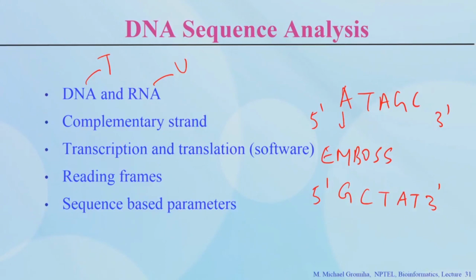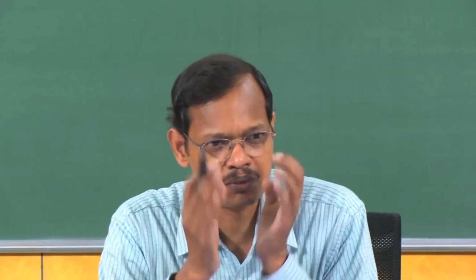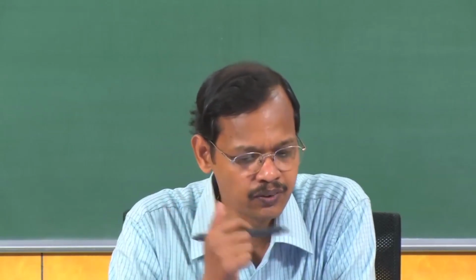Then we discussed reading frames. What are the different reading frames? 3 for the forward and 3 for the backward, so 6 reading frames. Then what are the various sequence based parameters we discussed? We can see the flexibility and rigidity, the base pair preferences, the compositions, and various other aspects based on the DNA sequence. These parameters are important to understand the various functions of DNA and how it interacts with proteins.